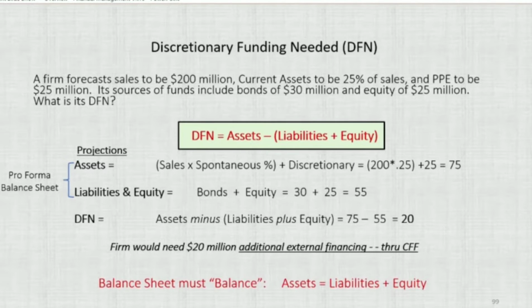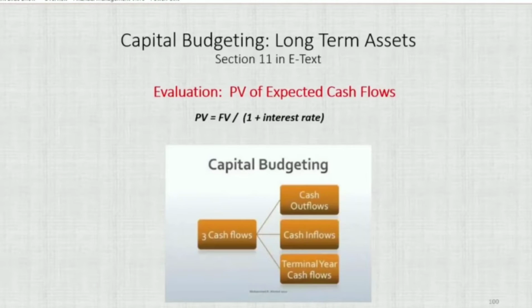to raise $20 million. Now, an easy way to think of the DFN is that the balance sheet must balance. Whatever the dollar amount is on the asset side of the balance sheet, you need the same dollar amount on the right-hand side. Next, let's talk about capital budgeting.